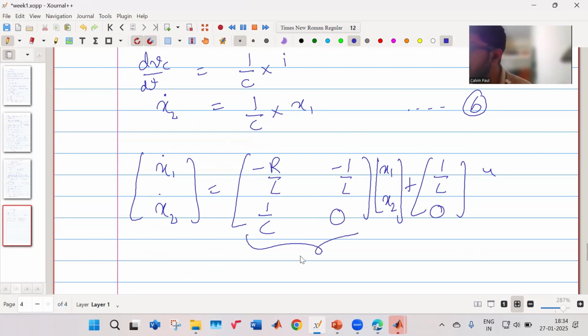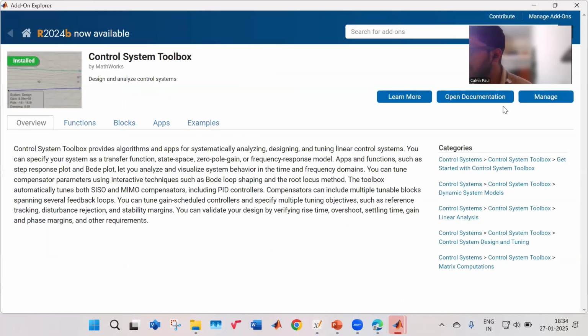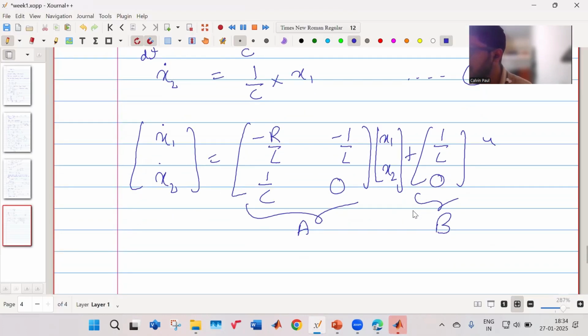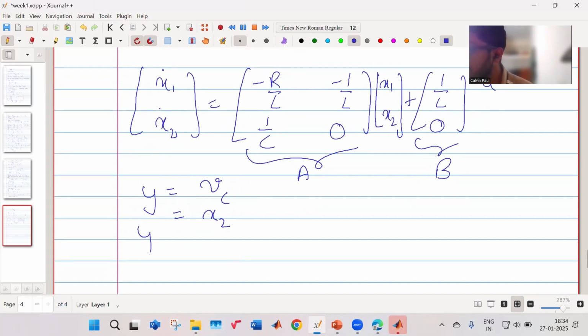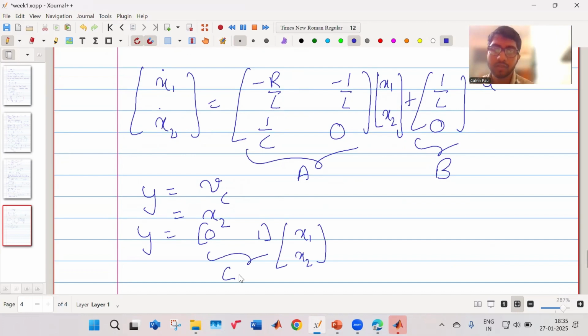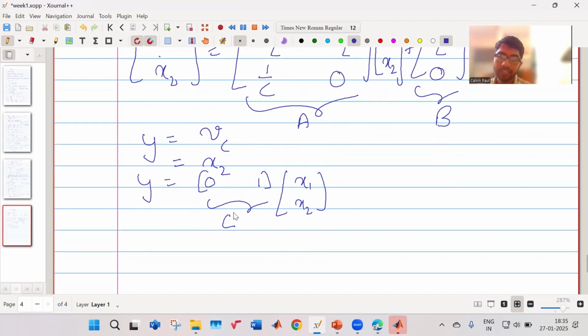Okay, so now this is my new A matrix and this is my new B matrix. It is a different matrix. And what is my output? My output actually is equal to VC, voltage across the capacitor. So this actually is my x2. So my y, I can write it as 0, 1 times x1, x2. So this is my new C. So any queries in this, or any doubts?